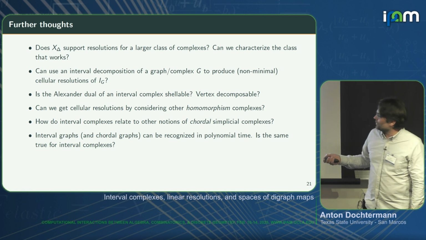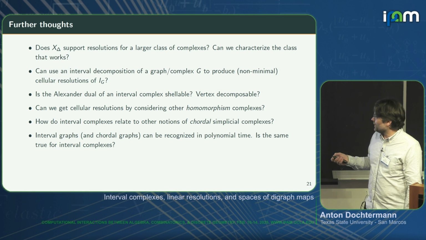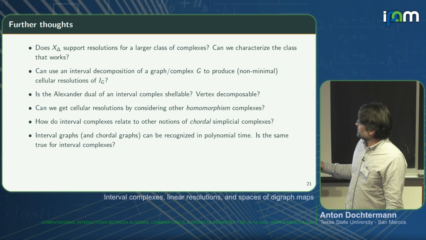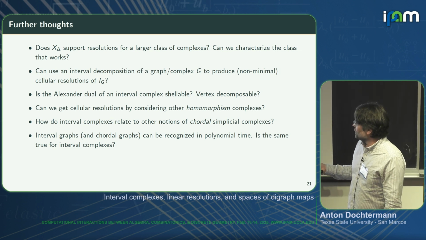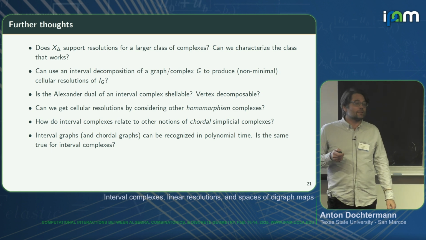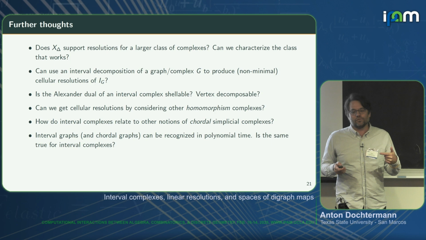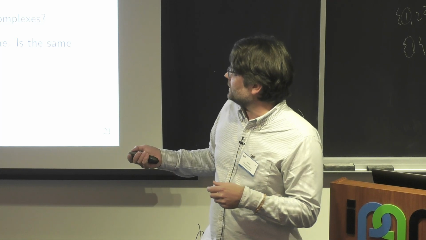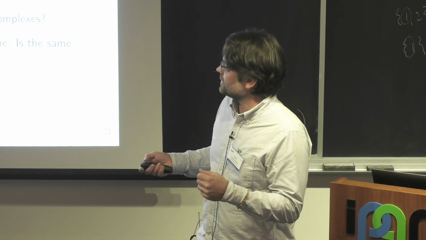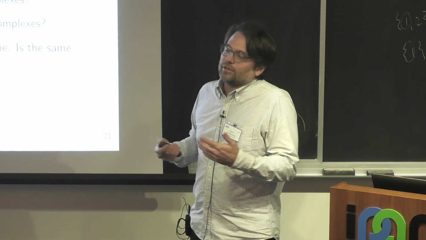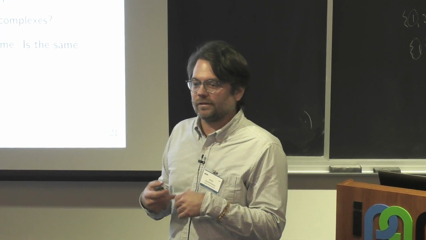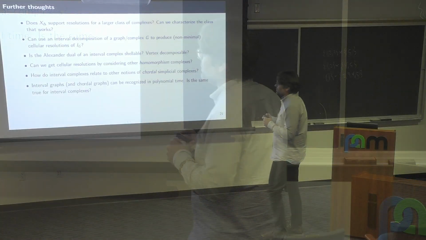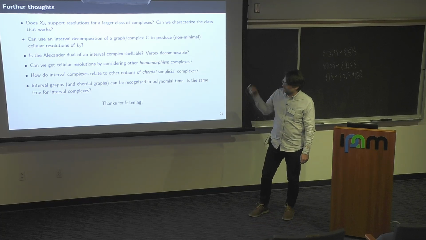Since I put this in to maybe justify my presence here: I don't know much about recognizing graphs, but Wikipedia tells me that recognizing these can be done in polynomial time. Is it true for interval complexes? I guess it is true for complexes that have linear resolutions, because you can just check that. But this is going to be a special case of that class, and the question is whether it's that easy. This would give you some class of easily recognizable complexes that have linear resolutions. Okay, I think that's it. Thanks.